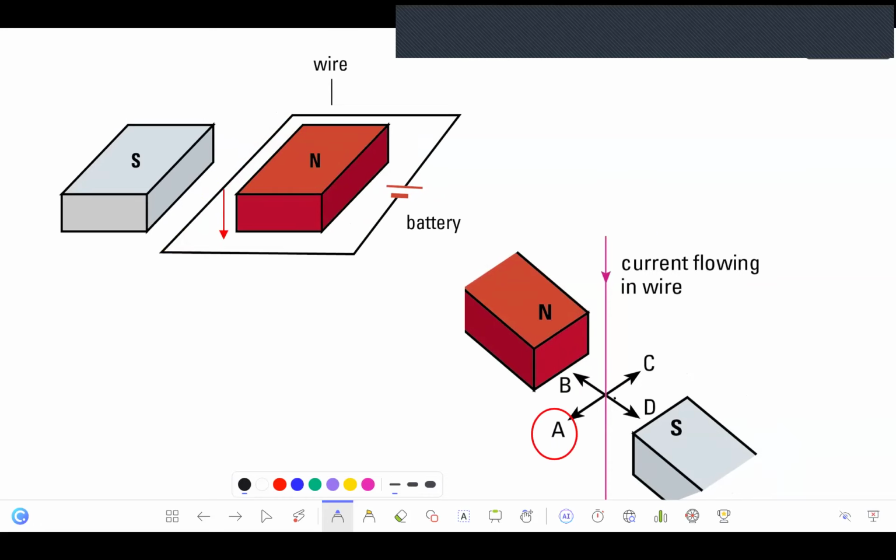Okay, the next example over here, my magnetic field is from north to south. So my force cannot be in B or D, which is parallel to the magnetic field. So B or D is confirmed out. Okay, it's either A or C. Okay, so I point my magnetic field from north to south. My current is going down. You get that the force is somehow going out of the paper. So it's A.